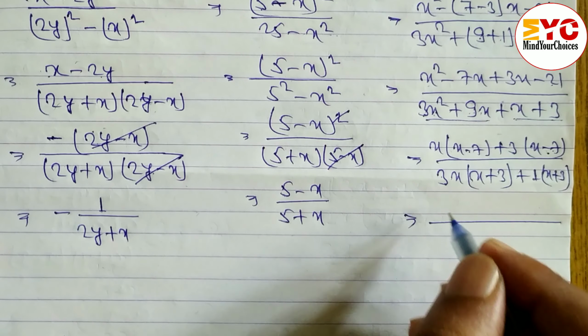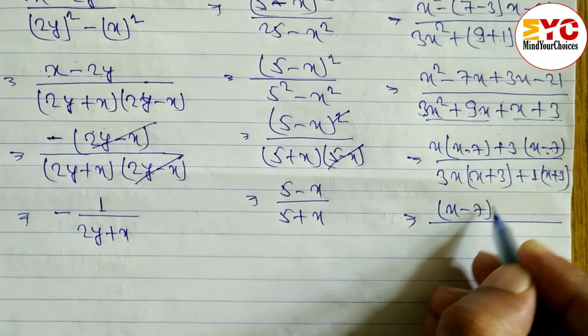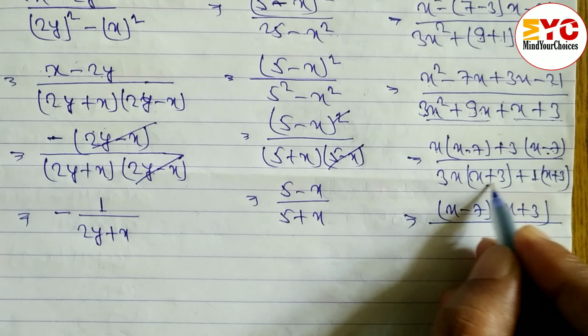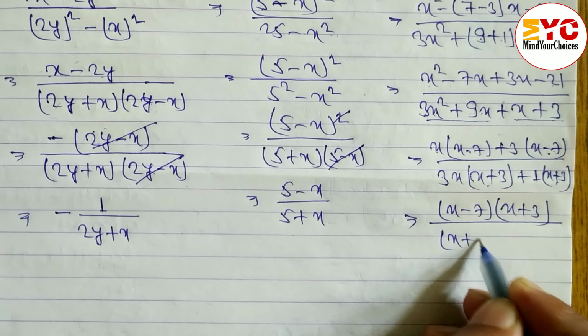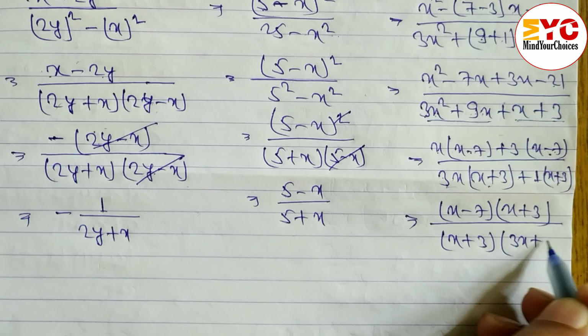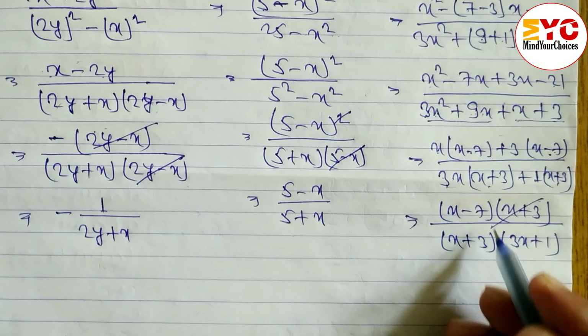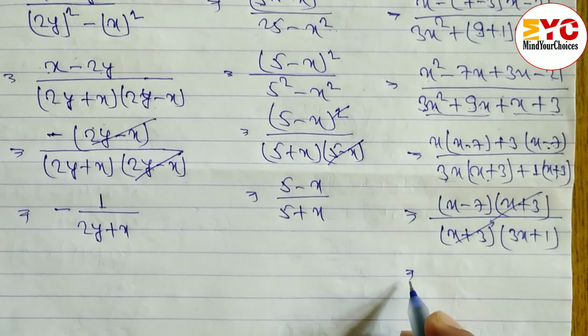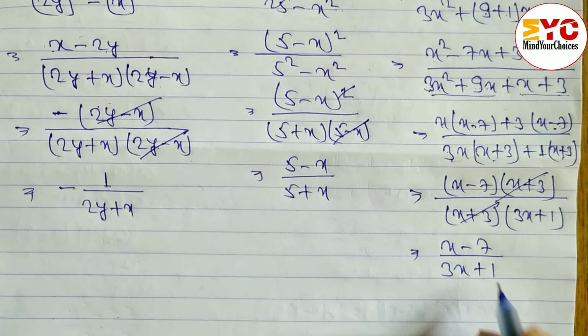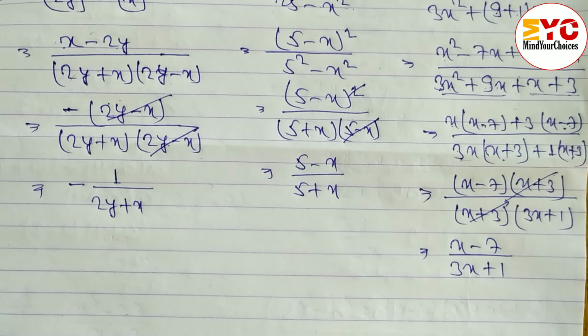Now x minus 7, x minus 7, so we can take x minus 7 common, remaining x plus 3. Here x plus 3, x plus 3, so we can take x plus 3 common, and remaining here 3x plus 1. So here you can see x plus 3, x plus 3 we can cancel, and the remaining is (x minus 7) by (3x plus 1). Hope you understand this question too.